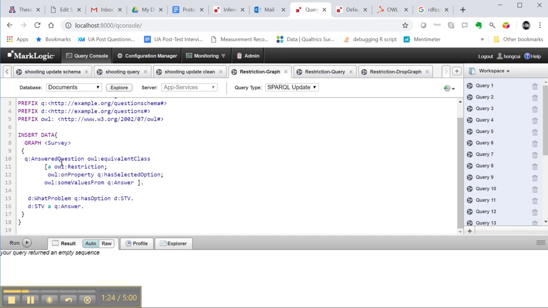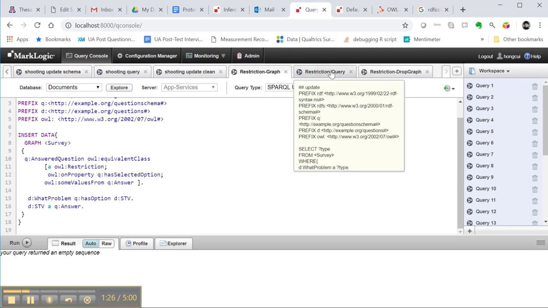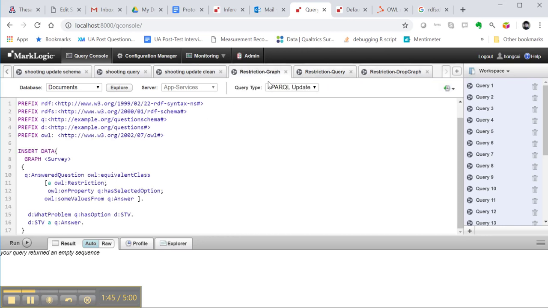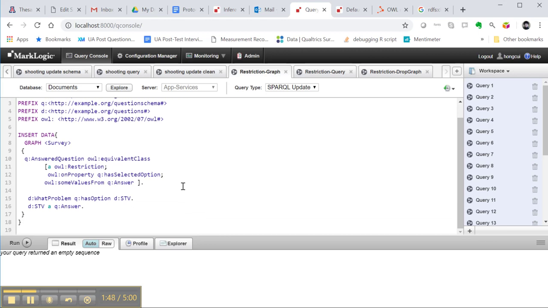So if we run that, the graph is going to be created, and now I can query its type. Yeah, so that's correct. As I had expected, the system did not infer that word problem is actually an answered question. So it is very important to know that some value from restriction implies that the property must exist. So we already demonstrated that.